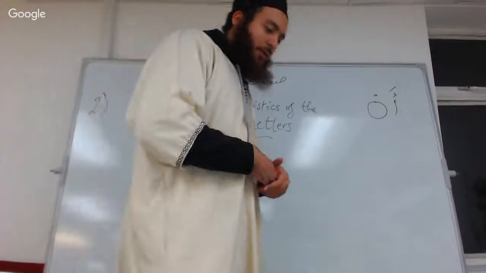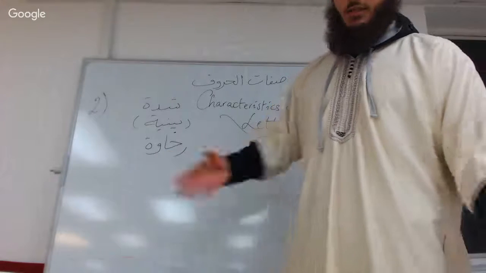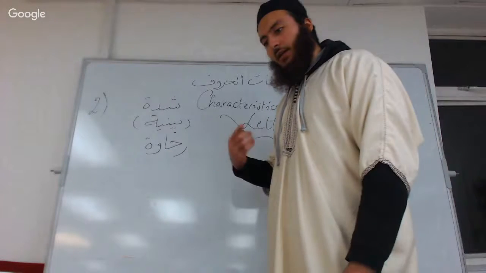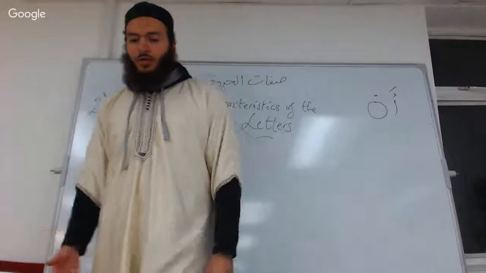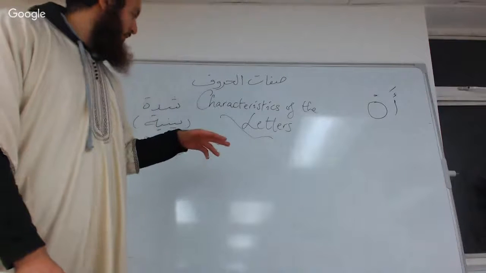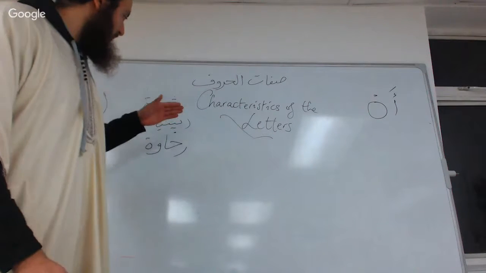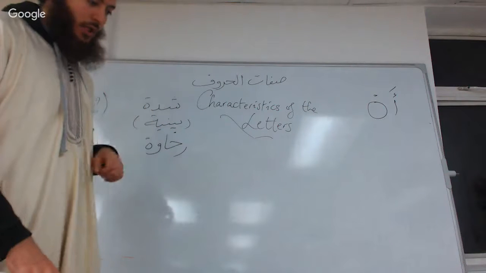So it's not that once the Sad is one of the letters of Hams, it can't be a letter of Rakhawa and it can't be a letter of Isti'la. لا طبعا. Each letter can have, and actually letters do have, much more than one characteristic. All 28 letters of the Arabic alphabet will be included in every single characteristic.